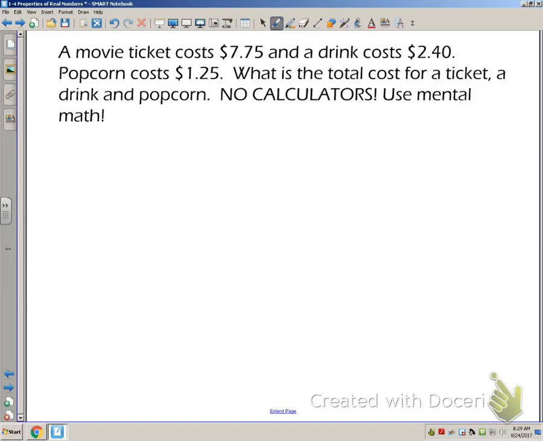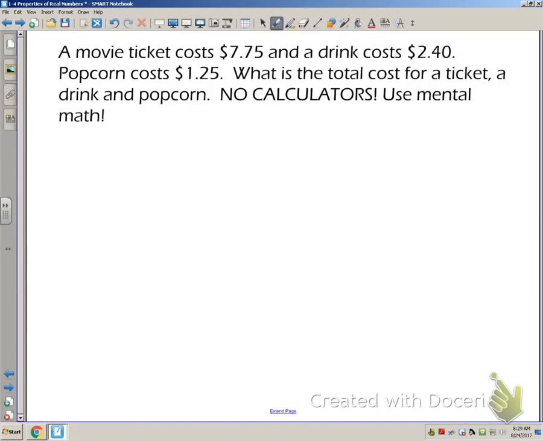You might think, how is this relevant to what we were talking about? We've been talking about properties. Well, we can use properties sometimes to help us solve problems when we're using mental math. And what I mean by that is I'm going to go ahead and group those two together. Why would I want to group $7.75 and $1.25 together rather than $7.75 and $2.40?